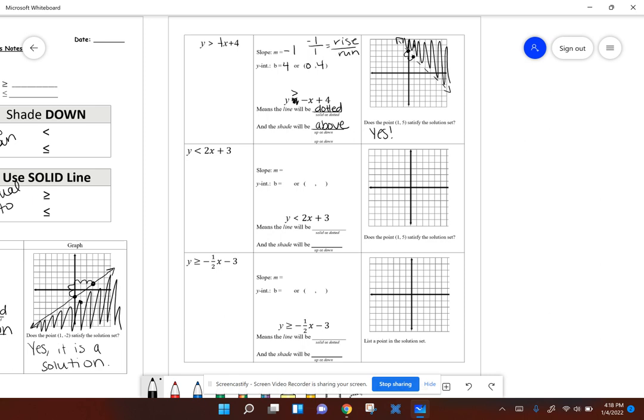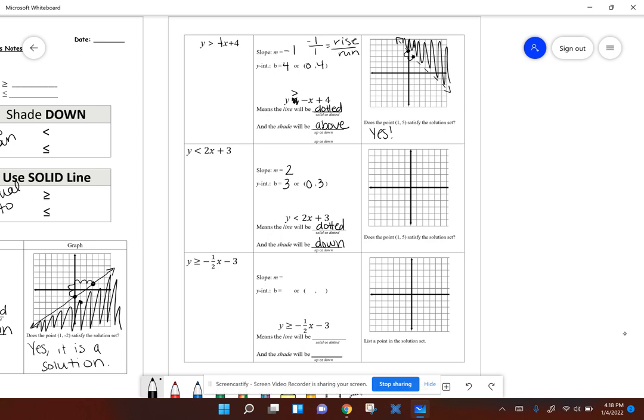Next up, we've got y is less than 2x plus 3. The number in front of x is our slope m. That means 3 is our y-intercept, the point 0, 3. Since this is a less than, this is going to be shaded down or below. And since it doesn't have the equal to, this is going to be a dotted line.